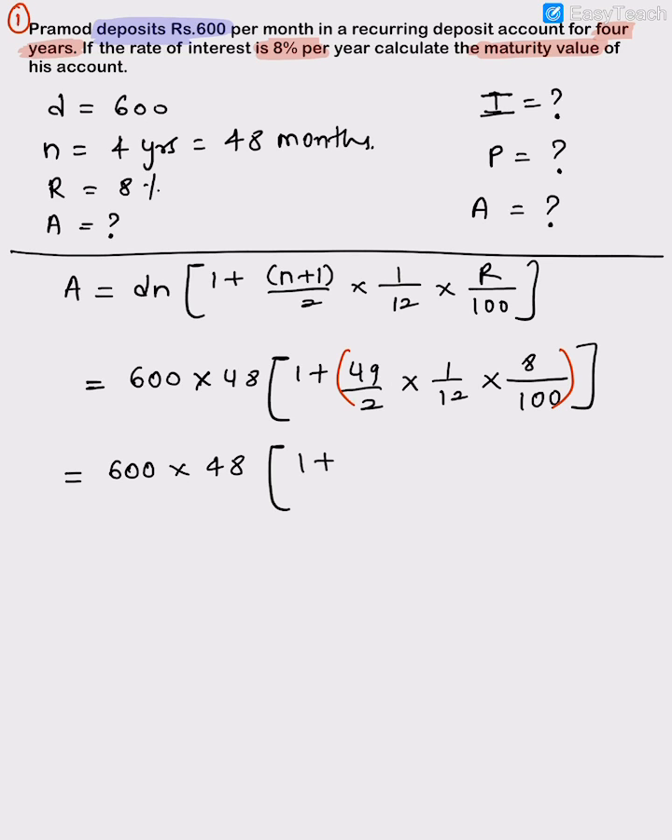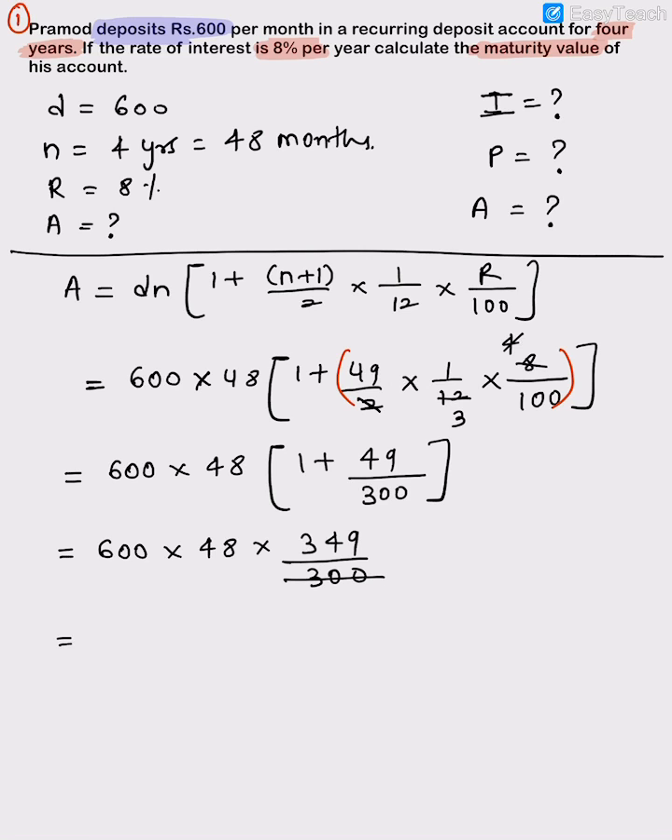1 plus. Here what can we cancel? 2 ones are 2, 2 fours are 8, 4 ones are 4, 4 threes are 12. So what do you get? 49 upon 300. Now, what will you get here? It will be 600 into 48 into 349 upon 300. So obviously you can reduce this again. 300 ones are 300, 300 twos are 600, 48 twos are 96, into 349. So you'll have to multiply these numbers and get the answer.